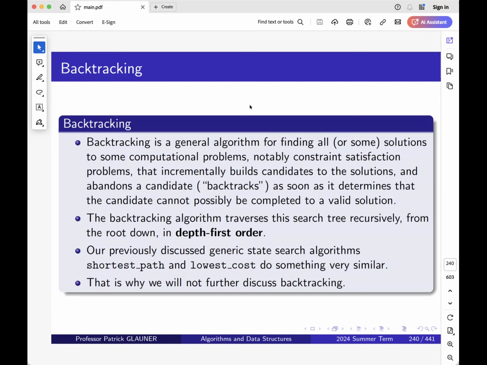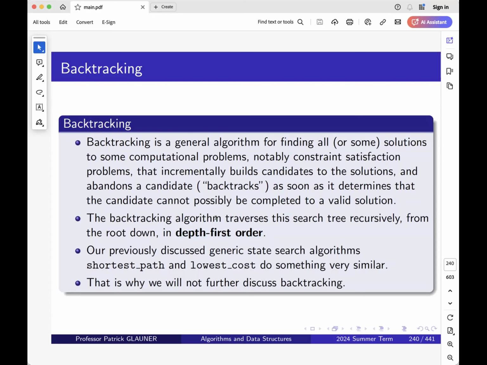And what backtracking does in practice is you're building a search tree and you're traversing that search tree recursively from the root in something that is called depth first order. Depth first order is a term we will see in 2 weeks' time or so when we look into trees. For now, this term depth first order doesn't matter.